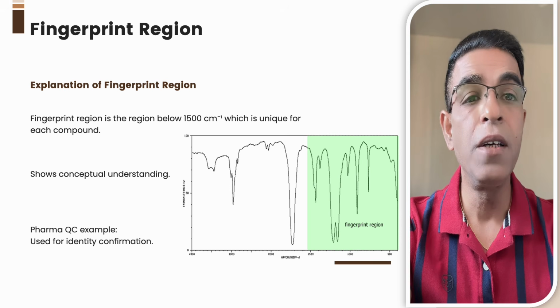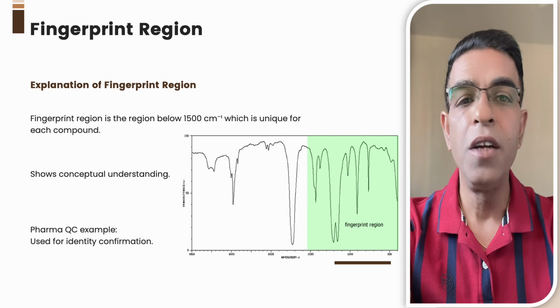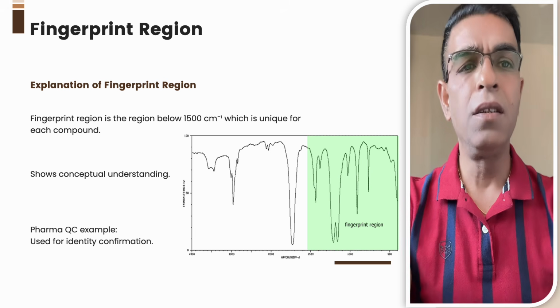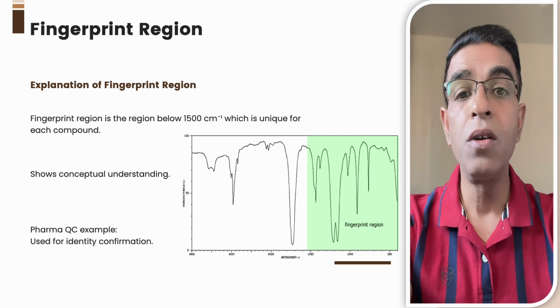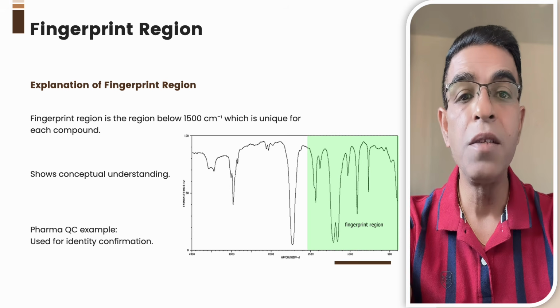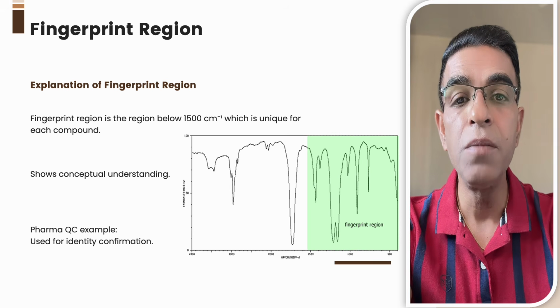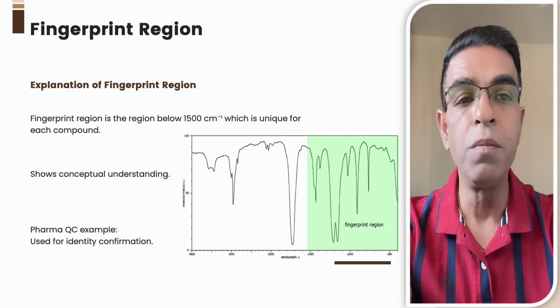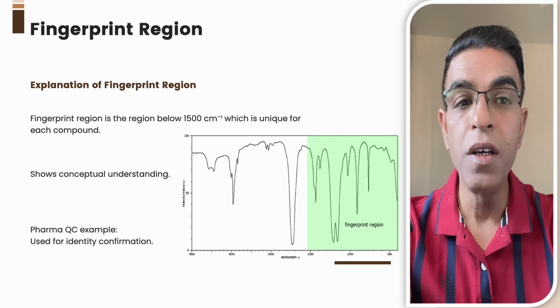Okay, what is the fingerprint region in FTIR? And you can answer this again in a very natural way like this: Sir, the fingerprint region is the part of the FTIR spectrum that lies below 1500 cm⁻¹. This region is called the fingerprint region because it is unique for every compound.